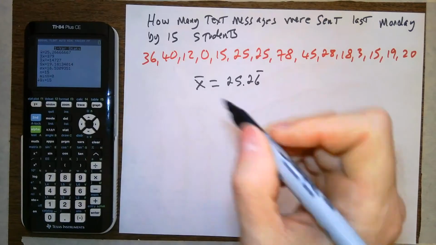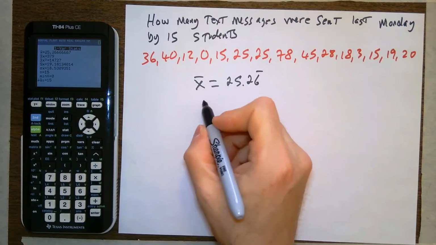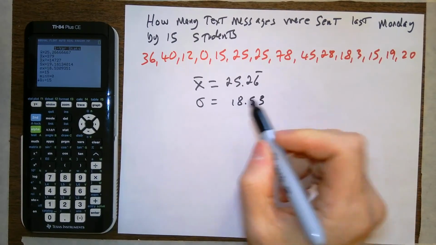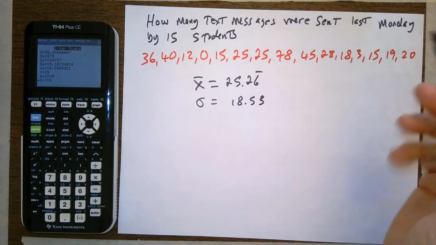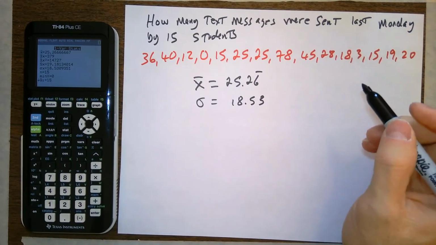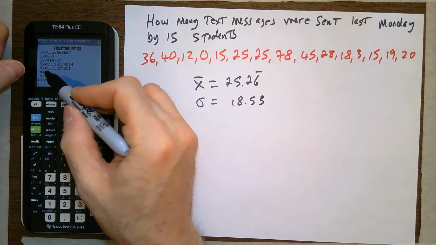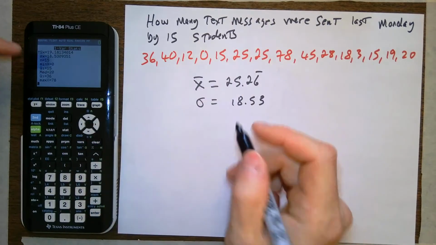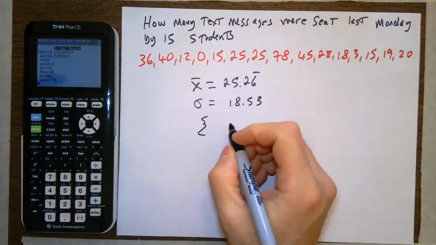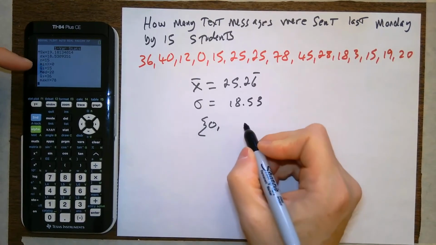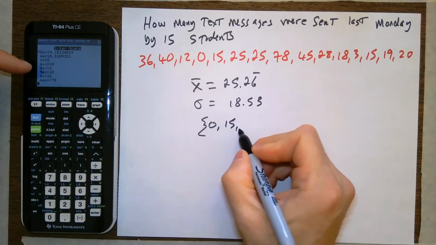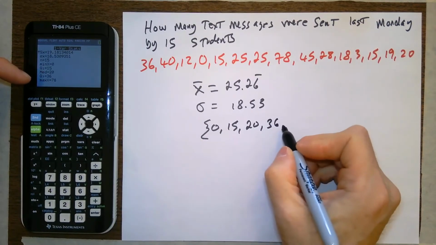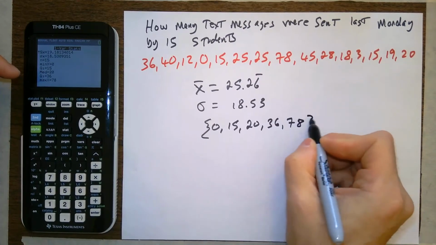My standard deviation, sigma, is 18.53. We'll talk more about what that means as far as the spread goes and what that calculation is used for. N is 15. That's good. There were 15 people there. Using the down arrow, I can see my quartiles. My minimum was a 0. Quartile 1 was 15. The median was 20. Quartile 3 was 36. And the maximum was 78.